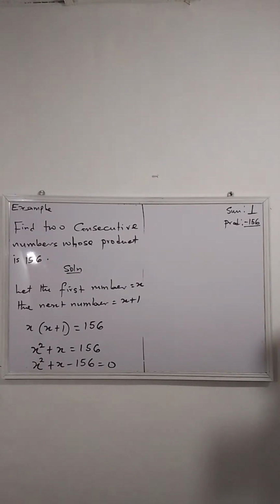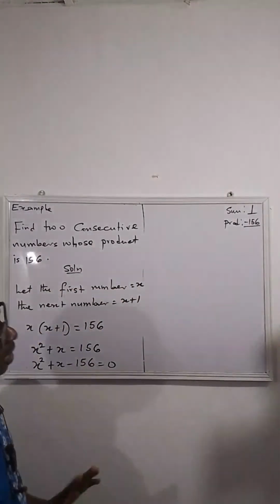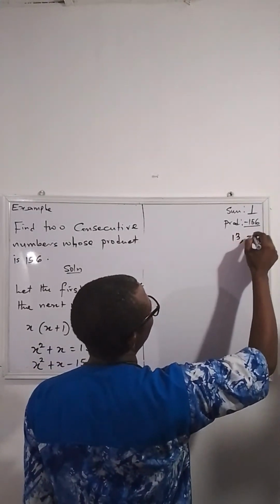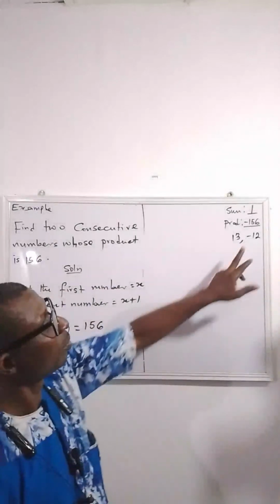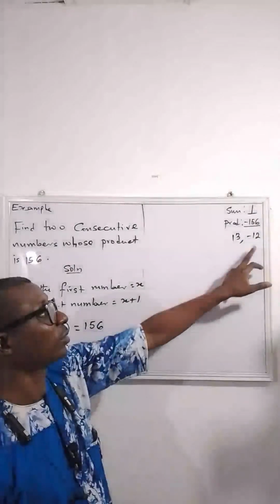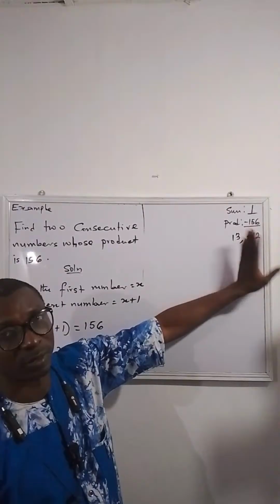Okay, I can see Riscott 13 and minus 12. Good. So it means we are on point. That is very good. So the two numbers are 13 and minus 12. Because 13 times minus 12 will give us minus 156. And when you add together, you have 1. It's 13 minus 12. That is 1.